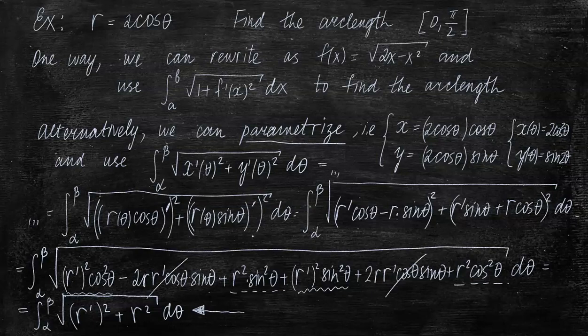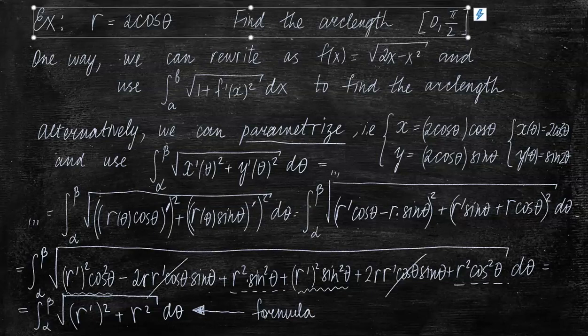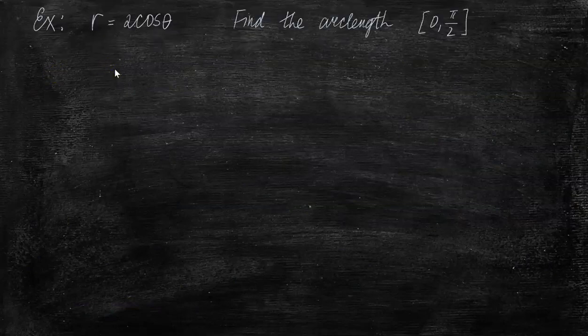So instead of actually parameterizing and going through this process over and over, we're just going to use this formula to find the arc length of a polar curve. So let's do the same example again, but this time, instead of considering all the alternatives, we'll just use the formula. And the formula, again, for the arc length is to integrate from alpha to beta. Those are your boundaries. And we're going to integrate the following expression.